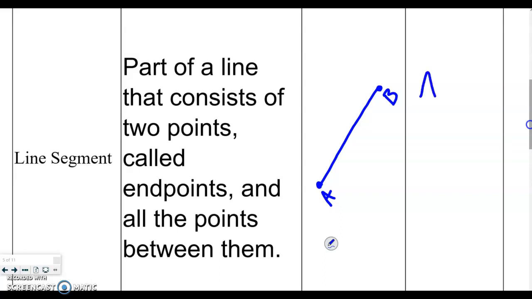If we're going to name those, let's say line segment AB, it would just have a line above it with no double arrowheads or no single arrowhead, just that straight line above it. Or we can name it the other way, BA, just with that line above it. That is a line segment.